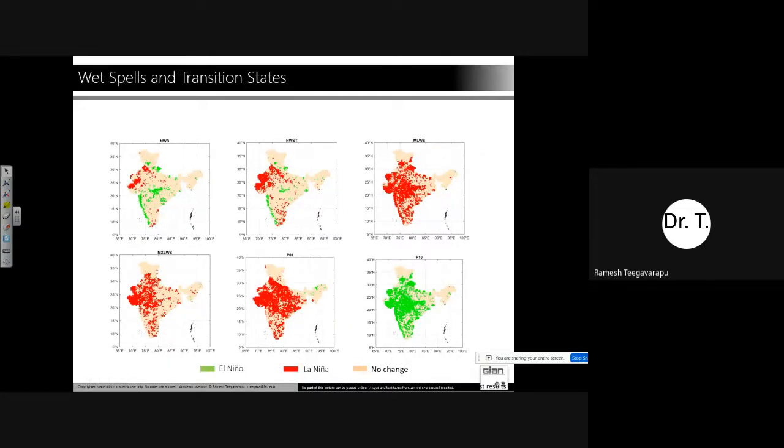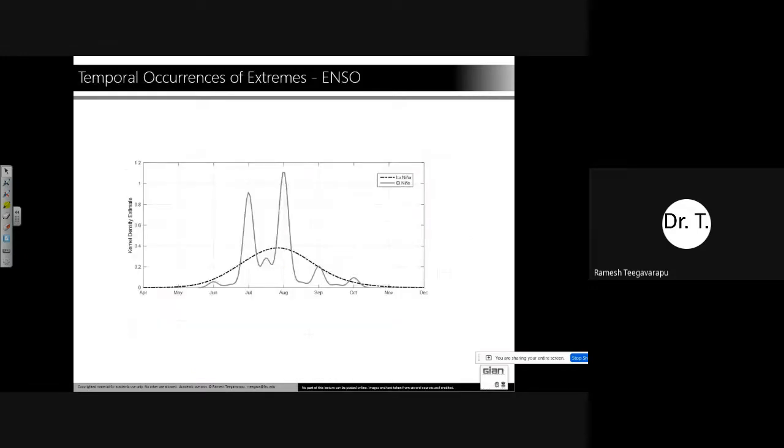The wet and dry spells: we are talking about the number of wet spells, the median values, then the maximum length of the wet spells. You see a strong influence of La Nina in most of the cases in terms of the wet spells. But it's interesting to see that in the transition from zero rain to positive rain, La Nina has a stronger effect compared to El Nino when it is going from a rain situation to a no rain situation. As for the temporal occurrences of extremes, you can see that in the case of El Nino, the extremes are occurring in June and August, okay?